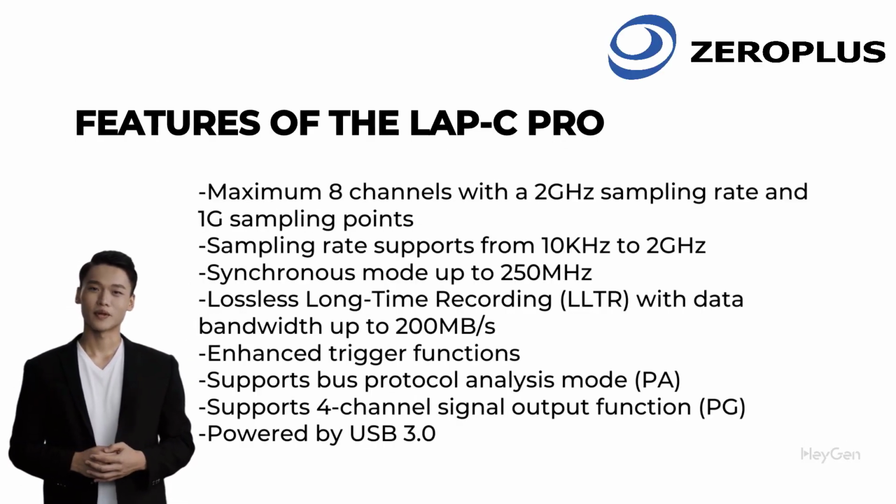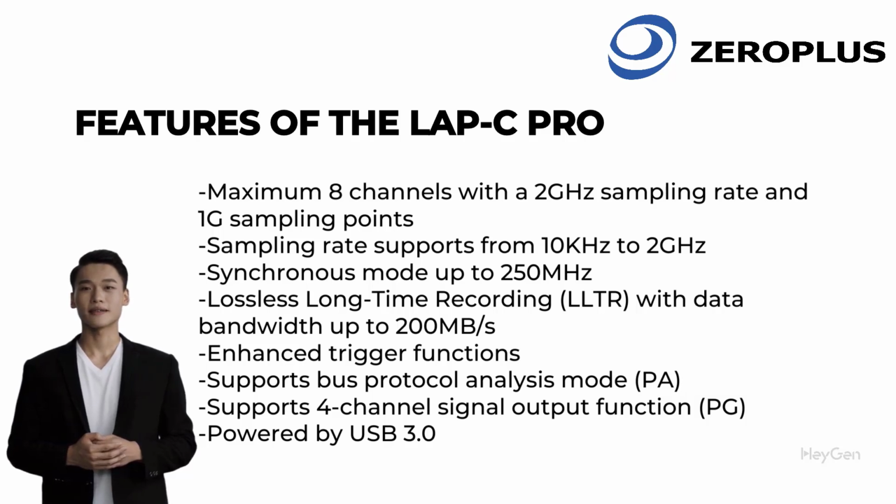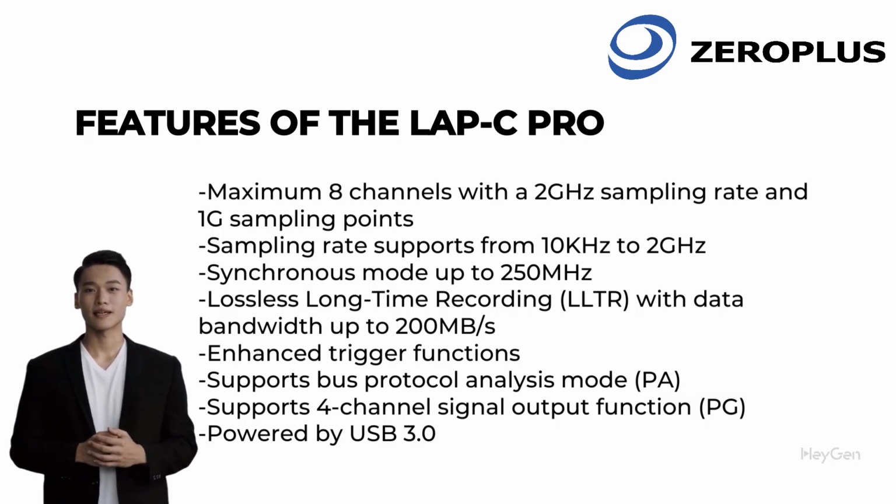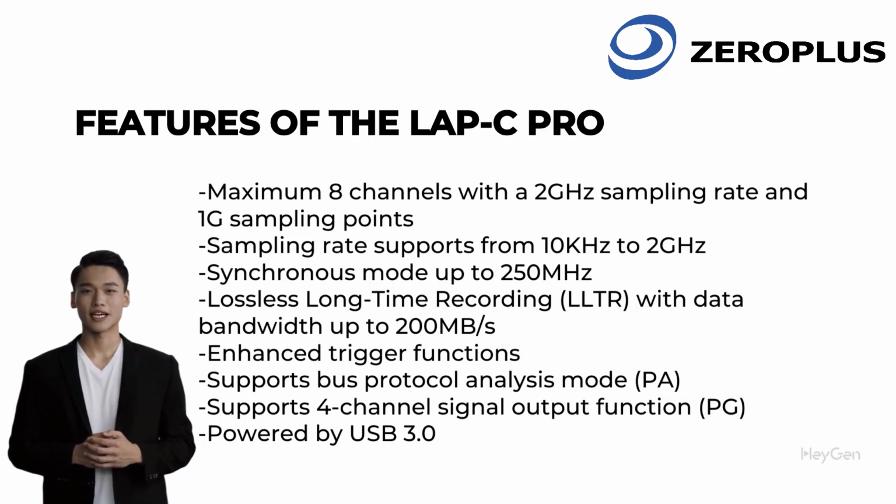Features of the LAP-C Pro. The specifications of the LAP-C Pro include a maximum sampling rate of 2 GHz for 8 channels and up to 1 Gbit sampling points for 8 channels. It features long-duration recording with real-time signal transmission to a computer's hard drive for storage. Additionally, it includes 4 channels for signal generation, capable of simulating basic GPIO output to help trigger other circuits. It uses a USB 3.0 cable for power and data transmission.